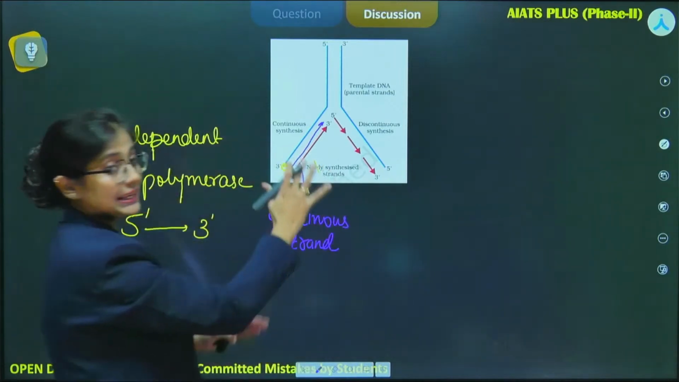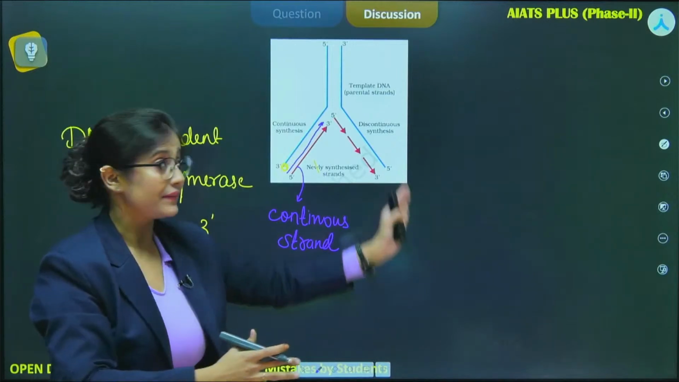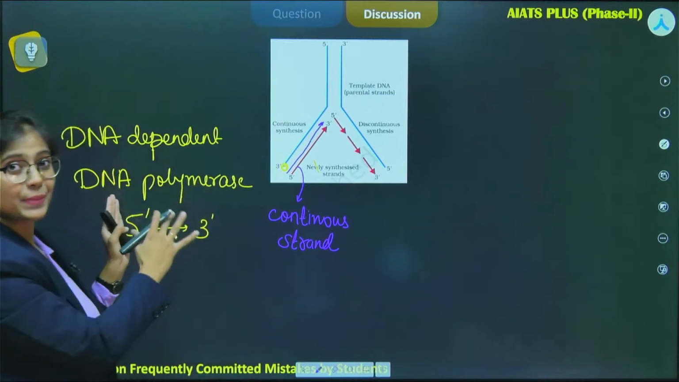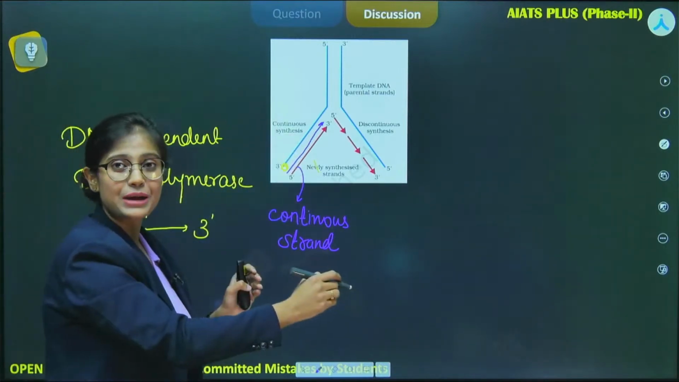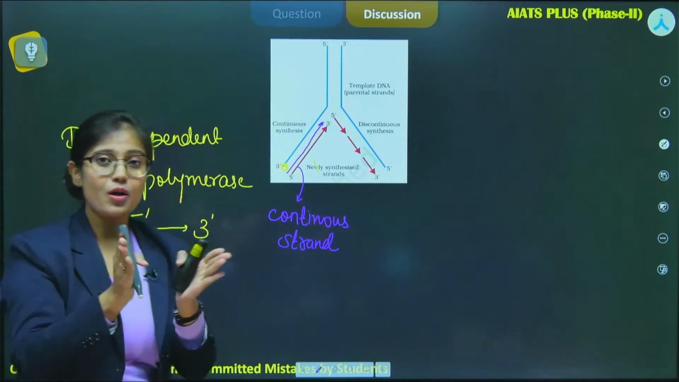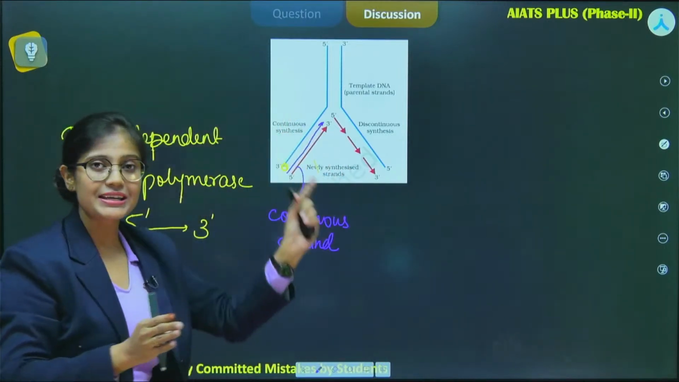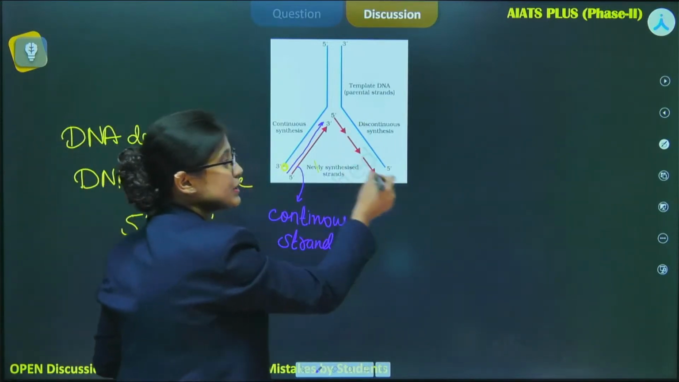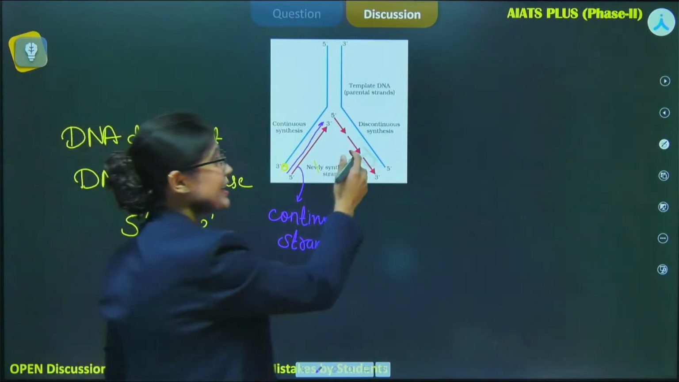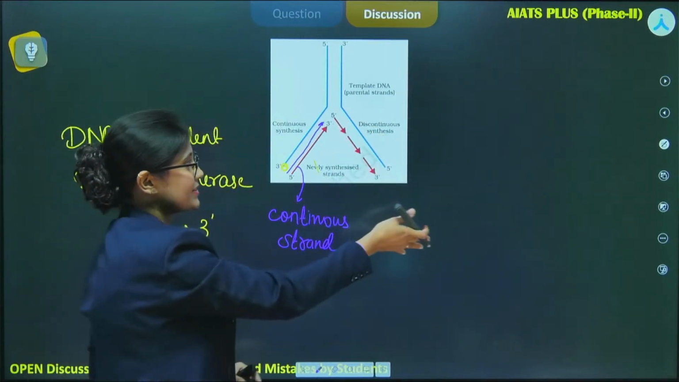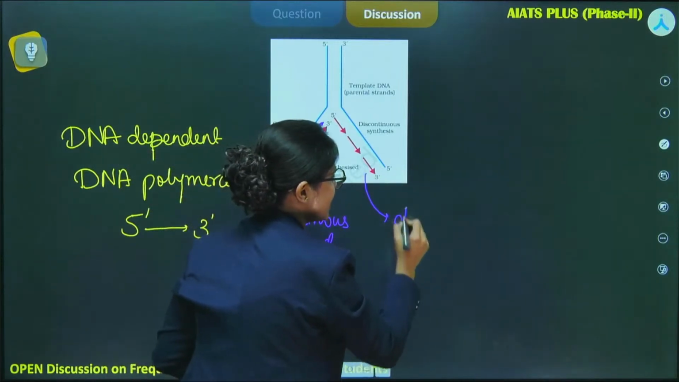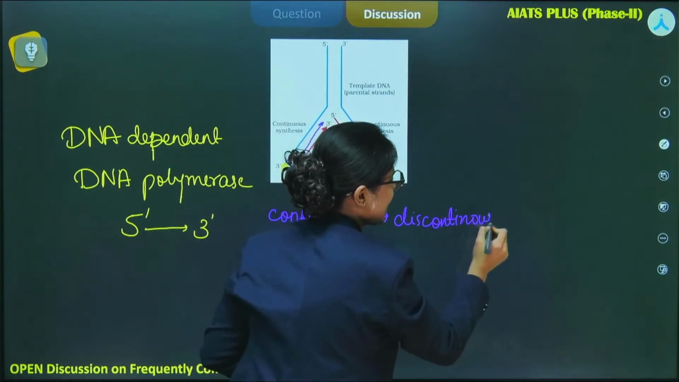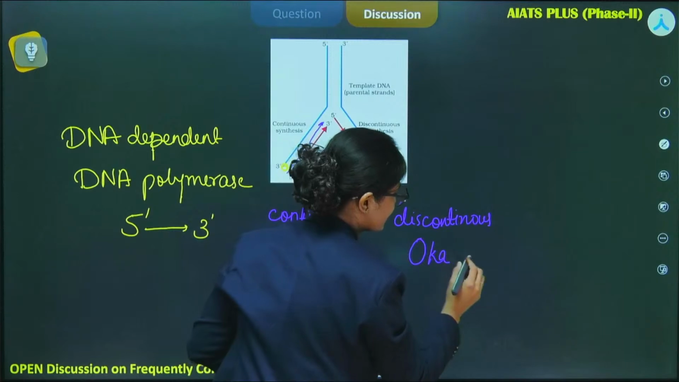Now, if we see the next strand which has the reverse polarity, that is 3' is towards here and 5' is here. But how does DNA dependent DNA polymerase work? It works from 5' to 3'. That's why jitna open hoga DNA double helix, utna hi stretch of DNA it will form and then it will fall off. That's why discontinuous strands of DNA are formed in the next strand. These are discontinuous strands, which are also known as Okazaki fragments.